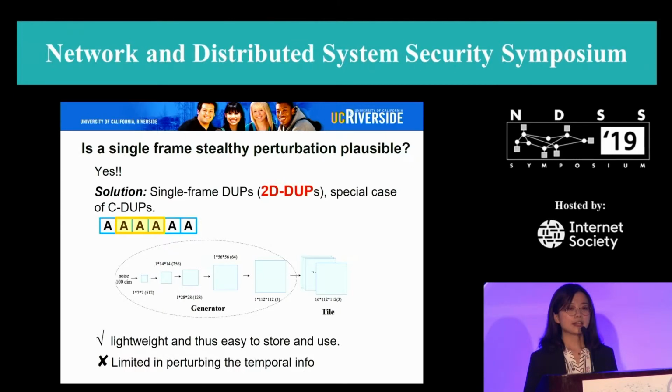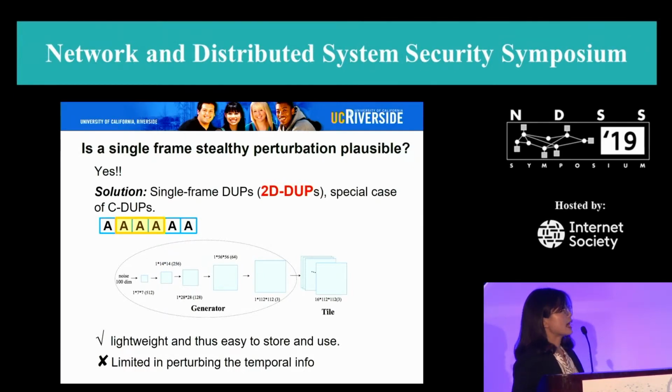An even more crazy idea is to use a single frame perturbation. This is actually a special case of C-dub. We realize this by using a 2D generator, which generates a single frame perturbation, and a post-process unit, which repeats this single frame perturbation and adds it onto a video clip. So this 2D dub is good in the sense that it is lightweight and thus easy to store and use. However, it may have limitations in perturbing the temporal information, in the sense that the perturbations added on each frame are actually the same.